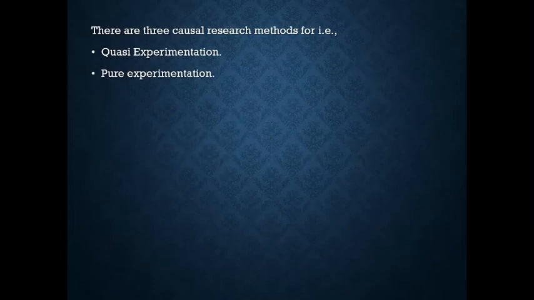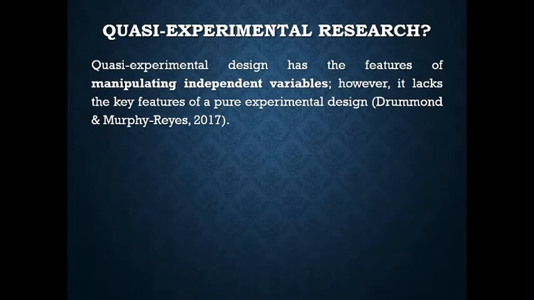There are two major types, as I previously told. The causal design has two types. One is the quasi experimentation, while other is the pure experimentation. The quasi experimental design is that in which we do not manipulate the independent variable 100%. There is actually a lack of the features of pure experimental design, and we manipulate the independent variable, but to some extent, not to full extent.